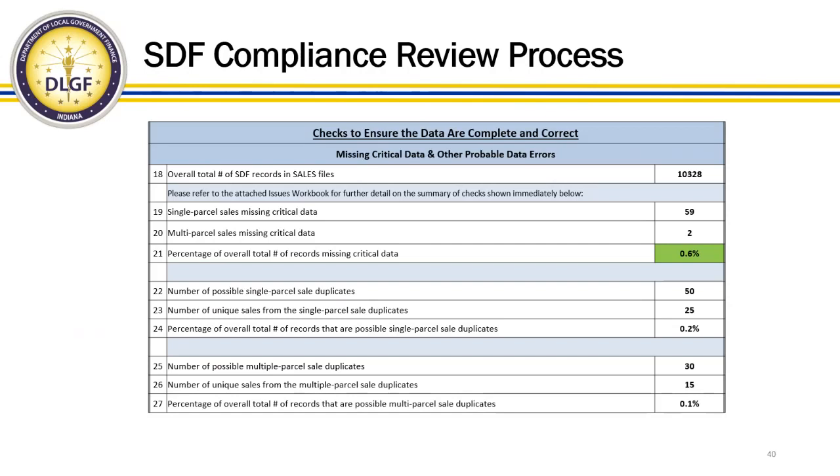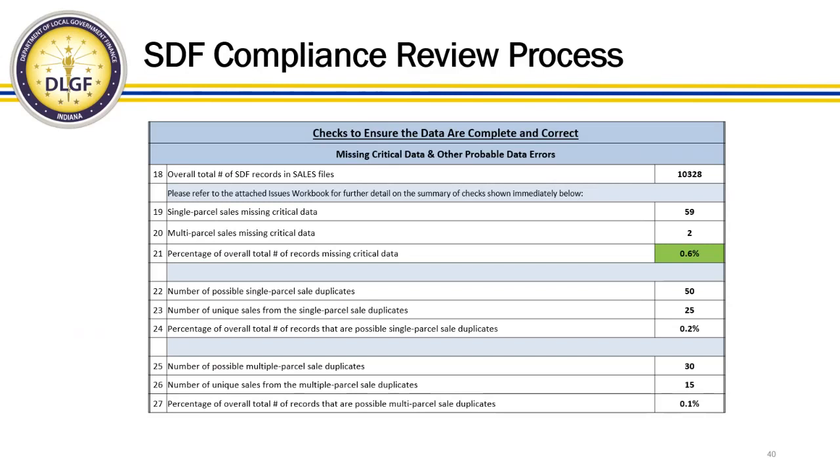And then lines number 19 through 21 are going to pertain to the records listed on the missing critical data tab on your issues workbook. In this particular case, it looks like there were 59 single parcel sale records missing critical data, and there were 2 multi-parcel sales missing critical data. So those combined, 59 plus 2, would be 61.